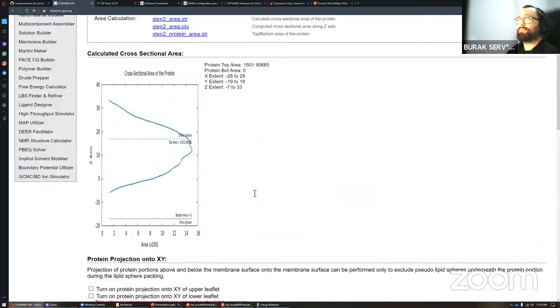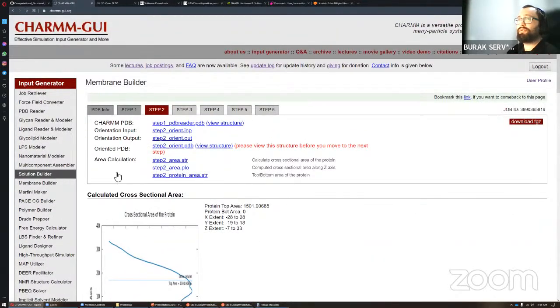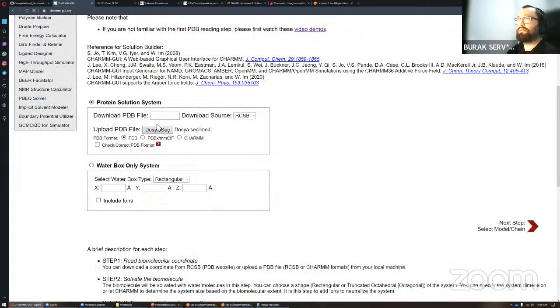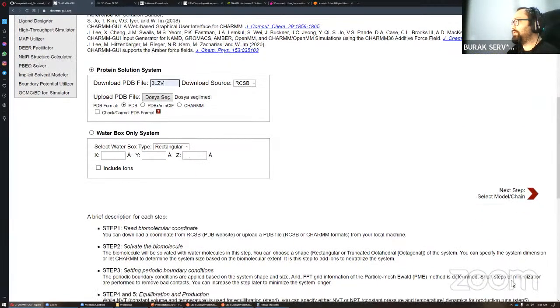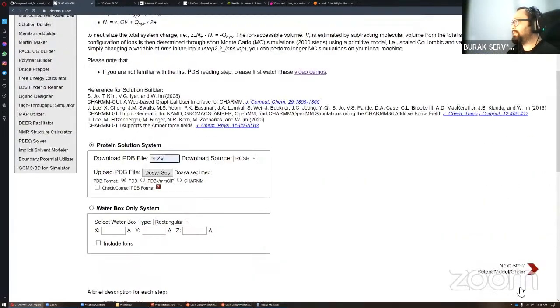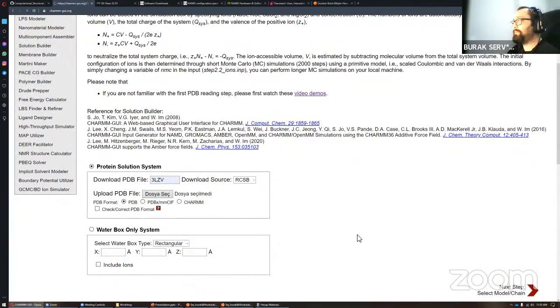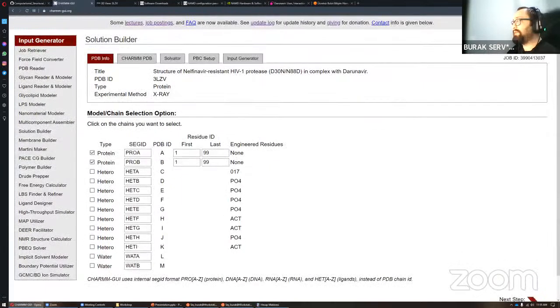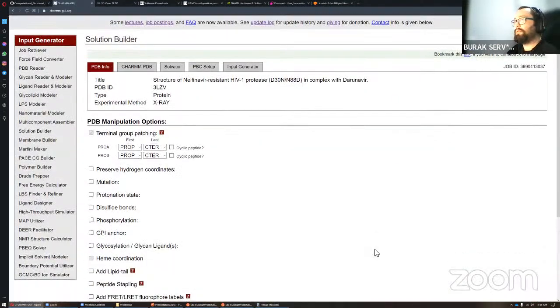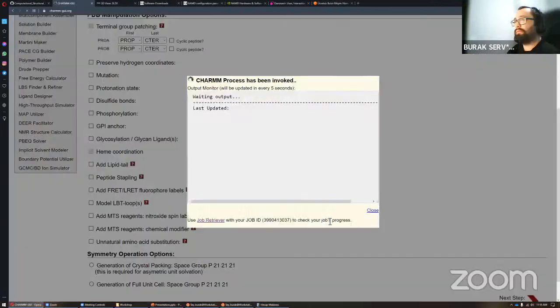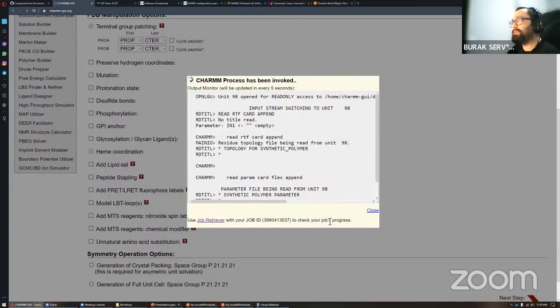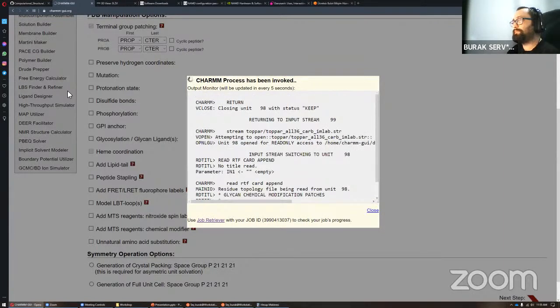Okay, now I want to show another part, because the membrane builder part is so advanced. Now I want to change it. I want to continue to the next step. Next. And next. We will not change anything. Now, again, I will show you how we can change box size in the solution builder part.